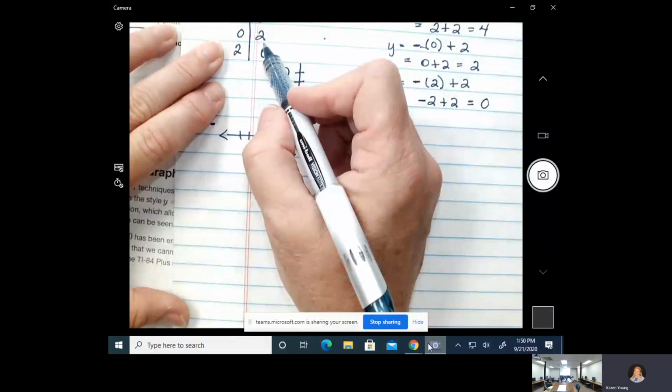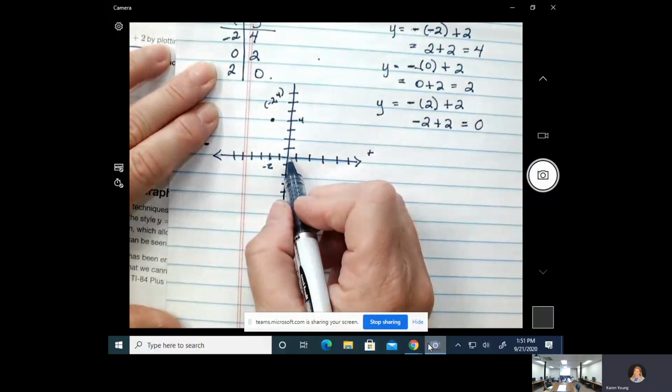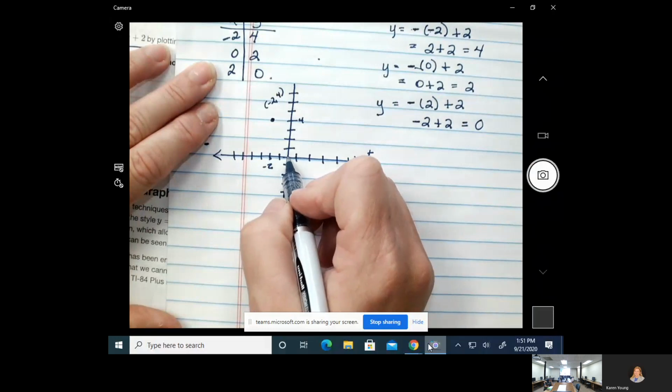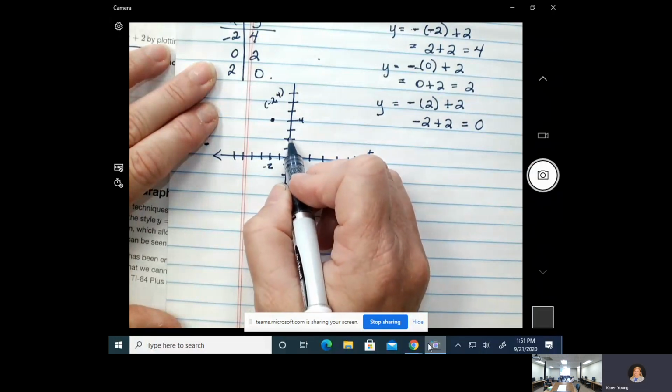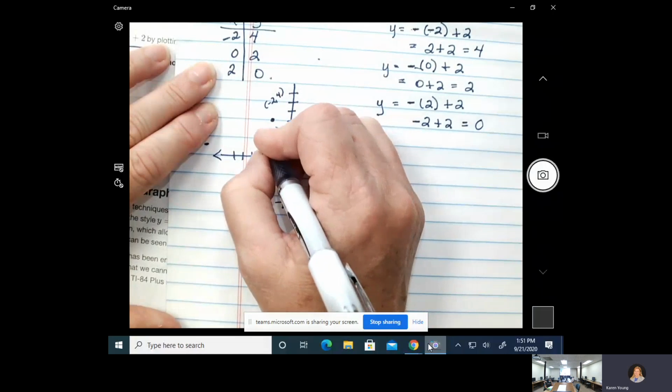And then the next point is going to be at 0, 2. So I'm not going to go left or right because I'm at 0. And then I'm just going to go up 2, and that's where my next point goes. So that one's 0 and 2.